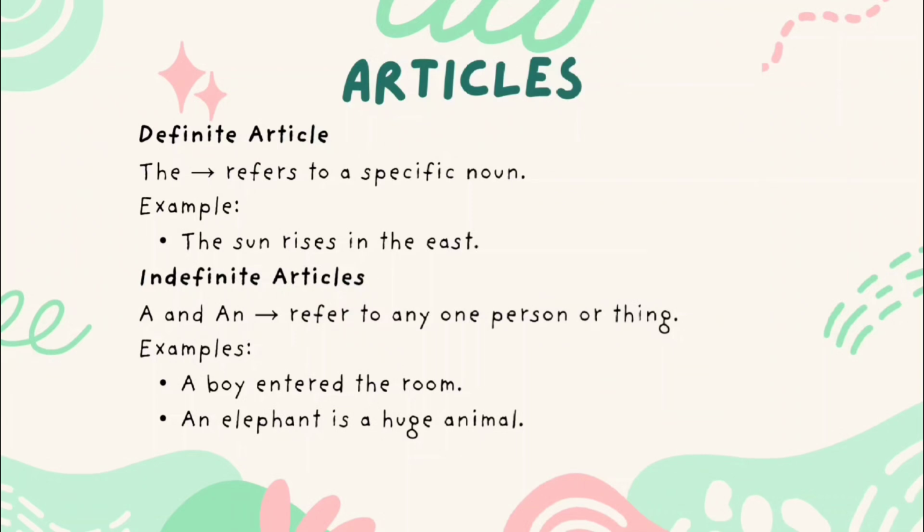Articles are the most common determiners. There are 3 articles in English: a, an, and the. The article the is called the definite article because it refers to a specific person, place, or thing. For example, the sun rises in the east. The articles a and an are called indefinite articles because they refer to any one person or thing rather than a specific one. We use a before words beginning with a consonant sound such as a boy, and an before words beginning with a vowel sound such as an elephant.